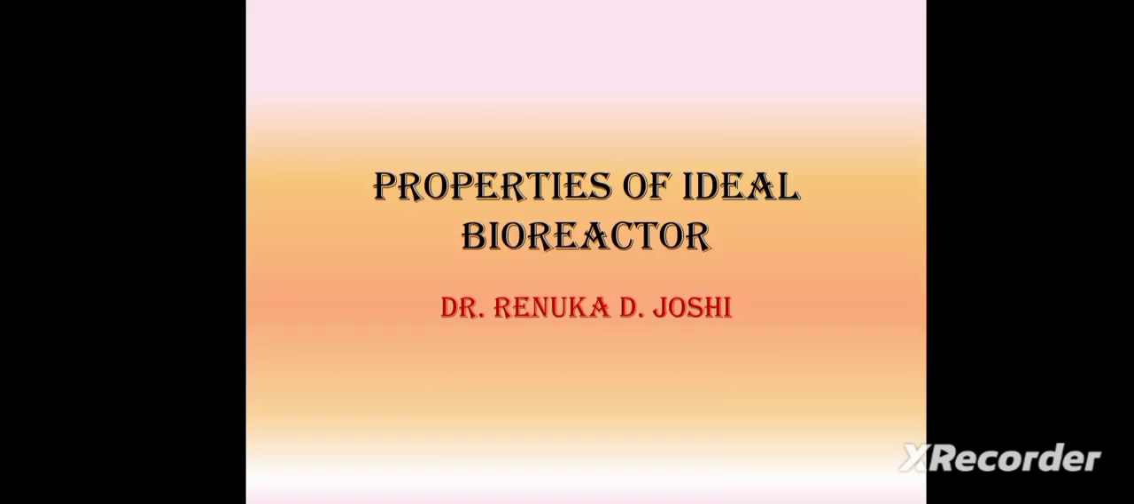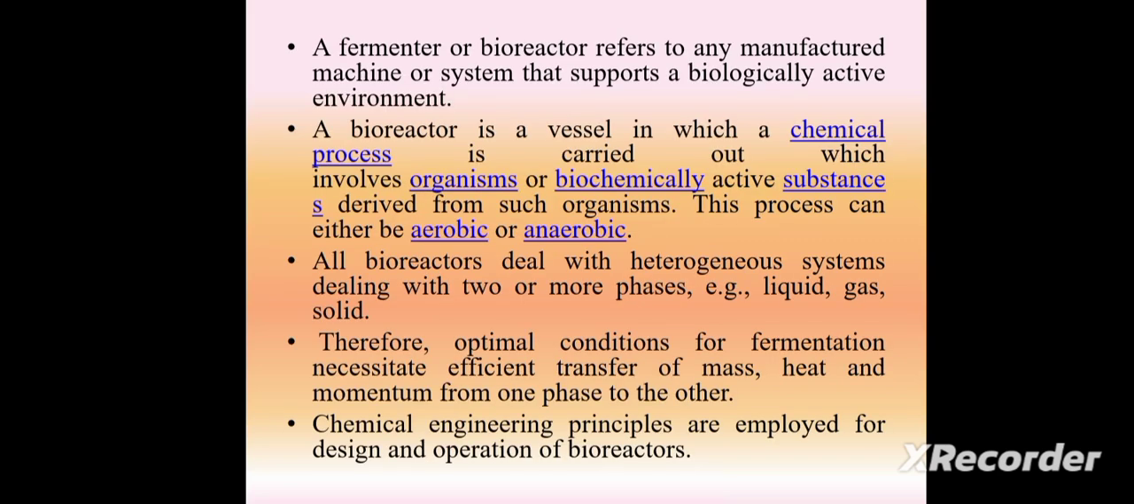Today we are going to discuss the properties of an ideal bioreactor, which is a topic included within industrial microbiology. Now, the bioreactor or the fermenter is any type of manufactured machine or system which is responsible for supporting a biologically active environment. It means the bioreactor is a specific type of vessel which provides all the essential conditions, either physical or chemical, which are required for the growth of the microorganism and for getting the specific product from that microorganism.